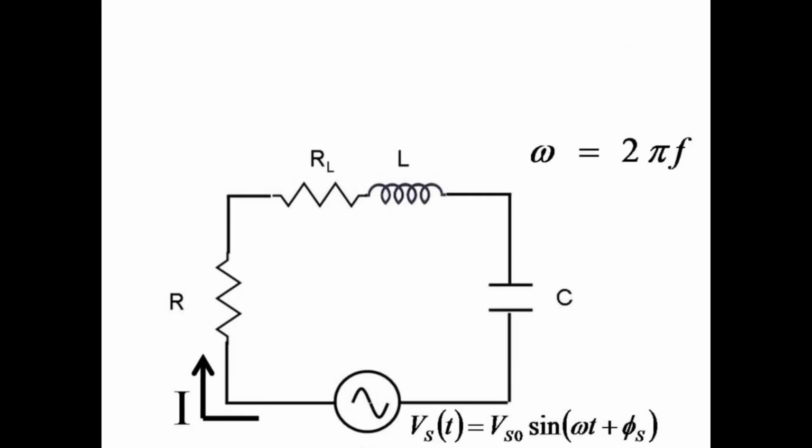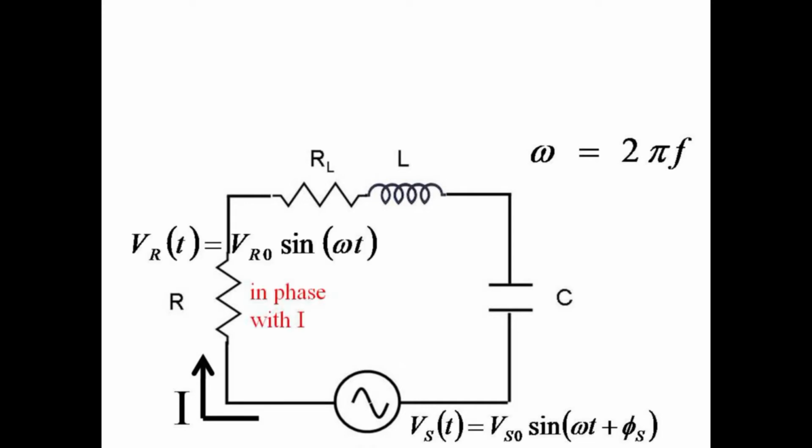The voltage as a function of time is just the amplitude, Vs0, times sine omega t plus the phase angle phi, that the source voltage has with respect to the current. In fact, all phases in this lab are given relative to the current in the circuit, which is the same everywhere since the elements are in series.